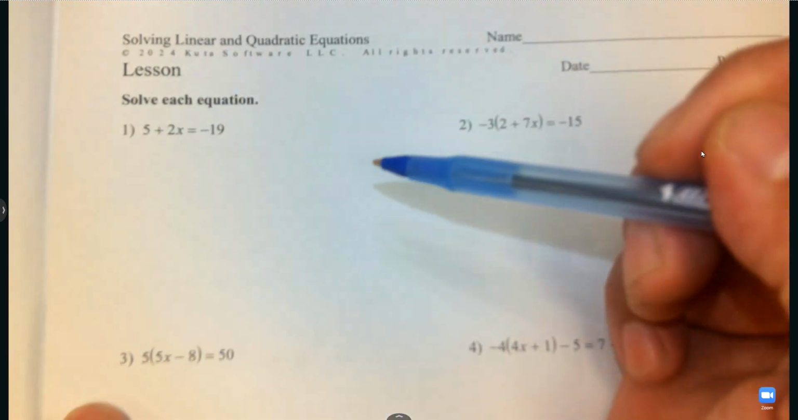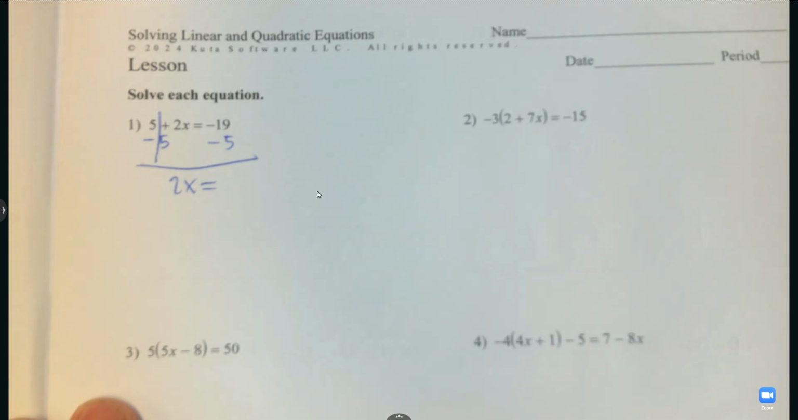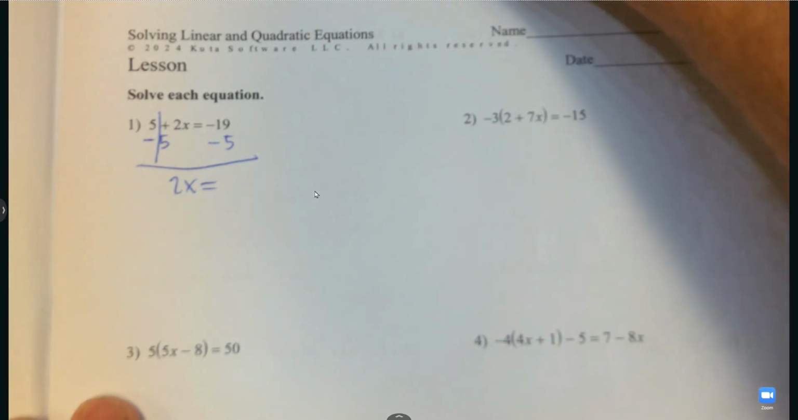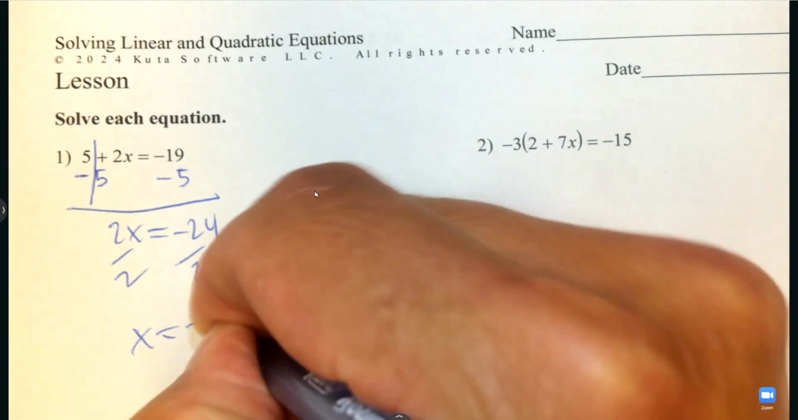All right, to solve this equation, we're going to simplify it. Instead of adding 5, we're going to subtract 5. So let's do that. We know that when you have a negative and a negative in an adding or subtracting situation, you add these negatives together. So negative 19 and negative 5, you add them together, that's negative 24. Divide by 2, and you get negative 12.